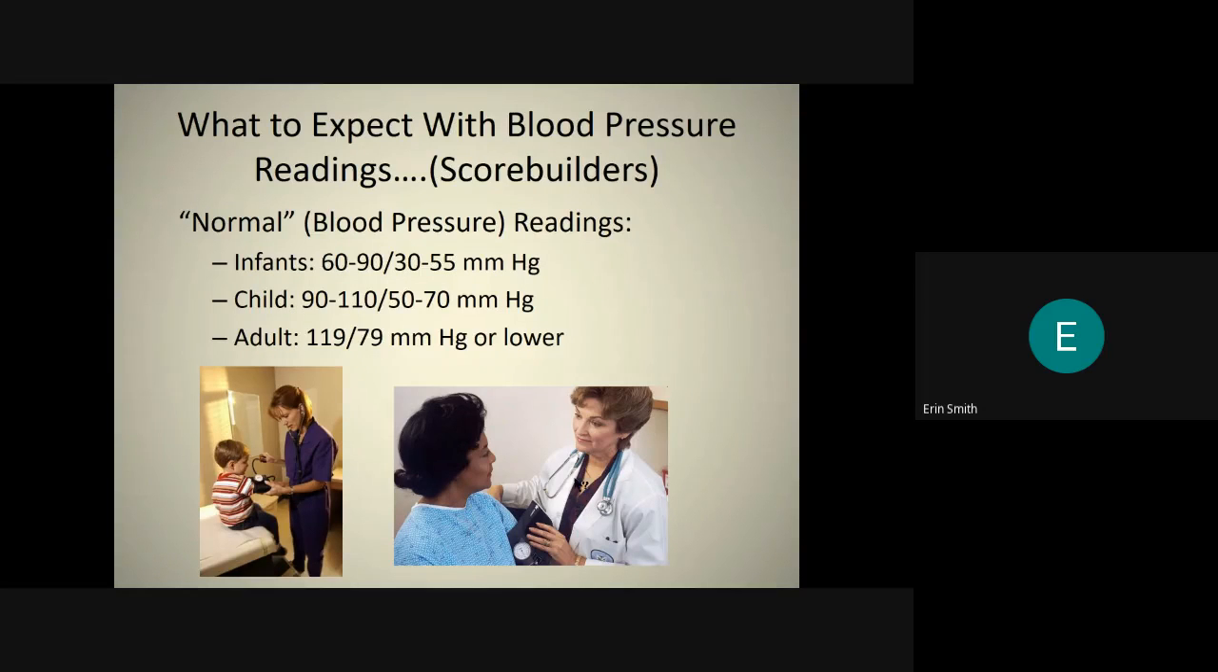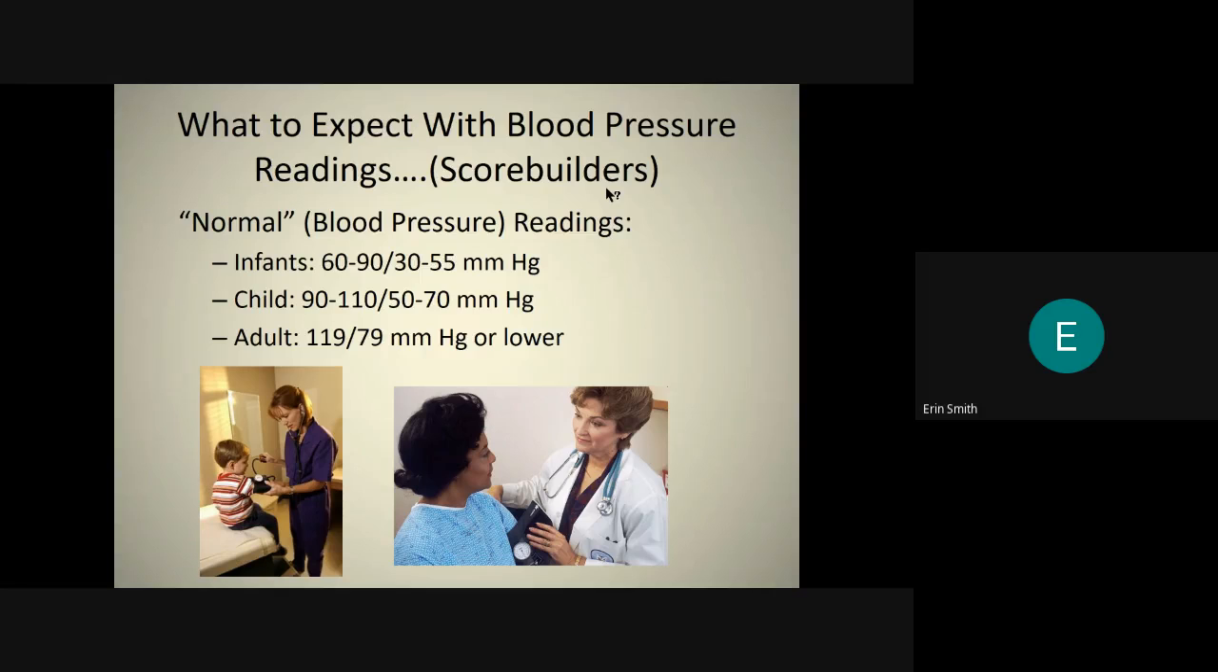So these are the normal readings according to your Score Builders book. Again, you're going to get different readings based on the source you're reviewing. When I see different values from different sources, I'm trying as much as possible to go with what's in Score Builders, just because that is what you're going to need to know for your boards. So I want you to be most familiar with that.